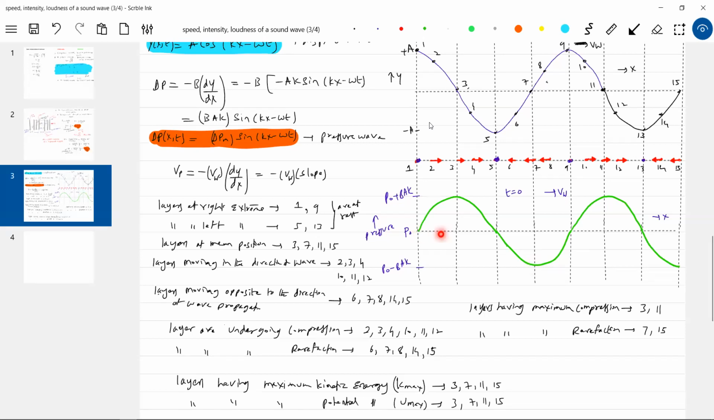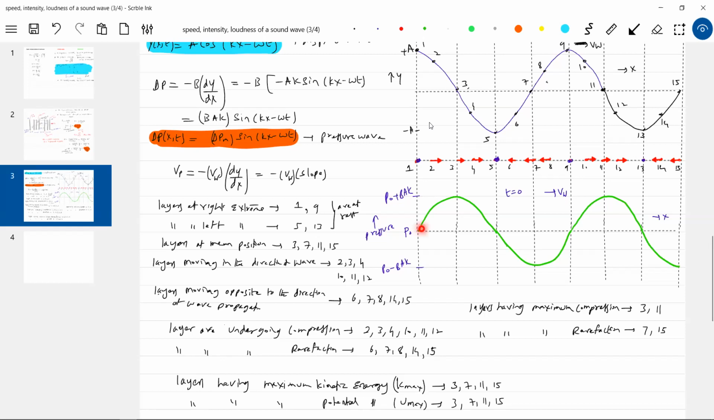Layers where the pressure is P naught, what is that layer? The layer will be at extreme. So kinetic energy should be zero, potential energy also will be zero. If a sound wave propagates, for the layer which is having maximum compression, what happens to its potential energy? Or better, we call this strain energy. Strain energy will be maximum. Kinetic energy will be maximum.